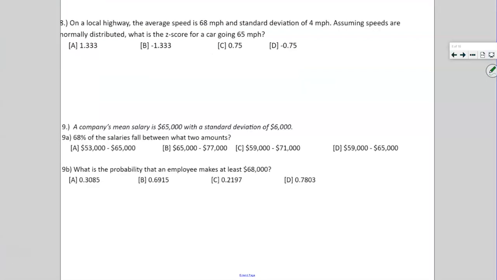All right, question 8. On a local highway, the average speed is 68, and the standard deviation is 4. Assuming the speed is normally distributed, find the z-score for cars going 65 miles an hour. So the z-score is x minus the mean divided by the standard deviation. So we're just going to plug it in. 65 minus 68 divided by 4 should give you negative 0.75.